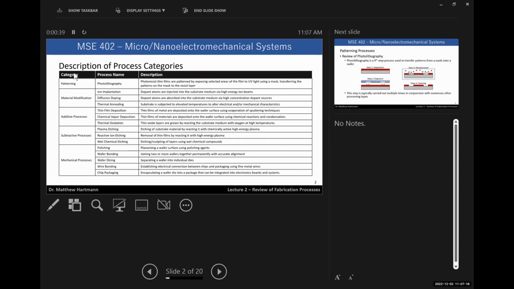So I've developed a little table here. Hopefully you guys can read it. I understand there's a lot of text on there and it's kind of small so that I can fit it all. But effectively we can fit most of the processes that we use in the development and fabrication of MEMS into one of these 5 broad categories: patterning, material modification, additive, subtractive, and mechanical processes.